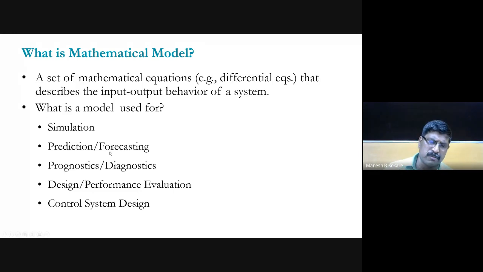So for prediction or forecasting, or for diagnostics, designing and performance evaluation, and in control system design also, you need a mathematical model of the physical system. From that mathematical model, we can investigate the stability of a control system, like whether that system is stable or unstable, and so on. I hope that you have understood what is meant by mathematical model.